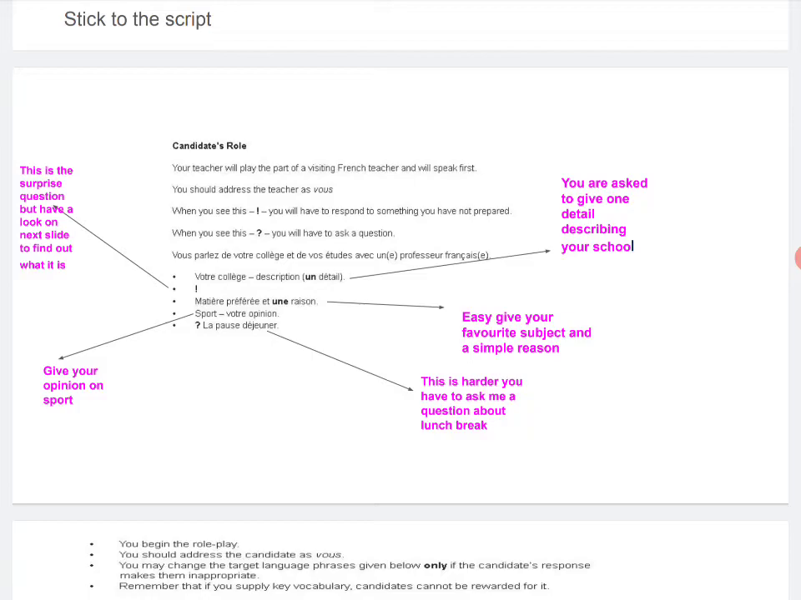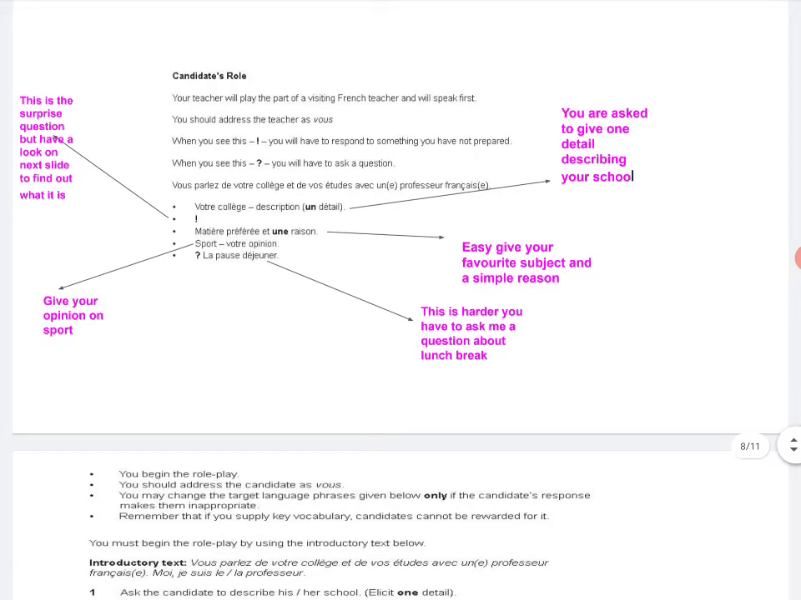Then you're being asked to give your opinion on sports. So again, very similar to the previous one. And then that last one is harder. You've got to ask a question about lunchtime. The more logical that came to me was when is lunchtime? I guess you could also have where is lunchtime. That could also be something true.